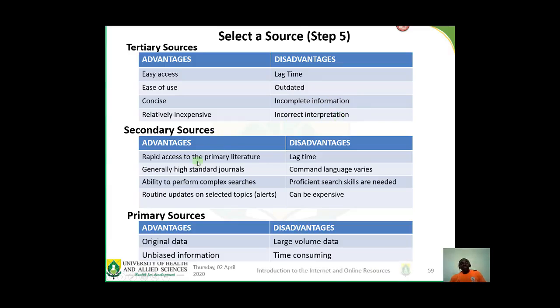Secondary sources are rapid to access, and they give you a direct link to the primary literature. Generally, they are high standard journals, and they allow you the ability to search complexly. For example, we make mention of simple or basic search, advanced search using the Boolean operators and all of that. This is where databases come in. So databases of journal articles allow complex searches. You have routine updates of selected topics. Yes, they also allow alerts.